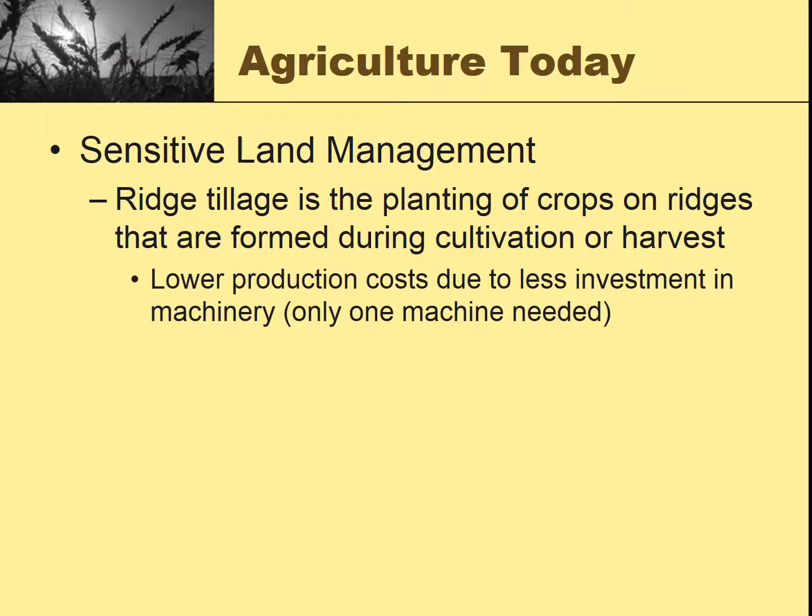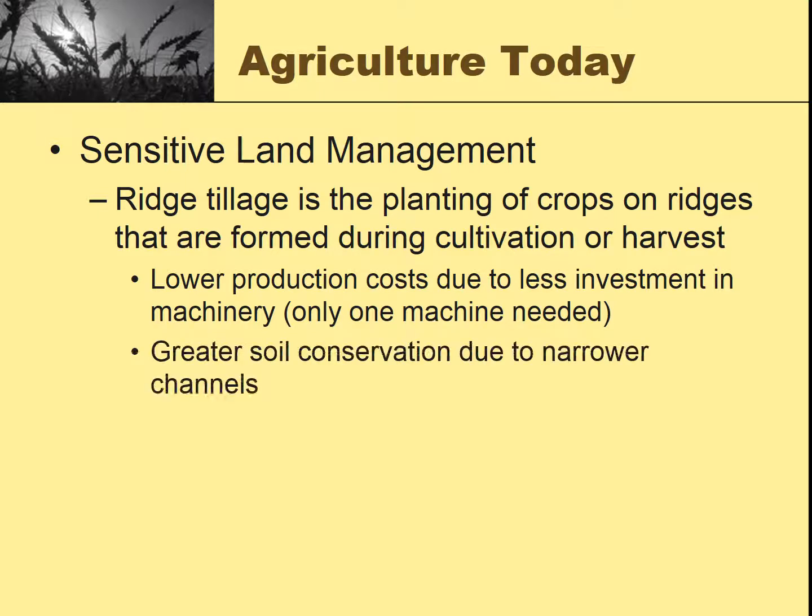And this lowers production costs due to less investment in machinery. Instead of multiple machines used on several fields, we have one machine needed, and that's going to allow more farmers to mechanize and become efficient, rather than just having the large industrial farms having access to machinery. And we also see greater soil conservation due to narrower channels between crops, and that decreases runoff and all other kinds of hazardous effects that come from industrial scale agriculture.